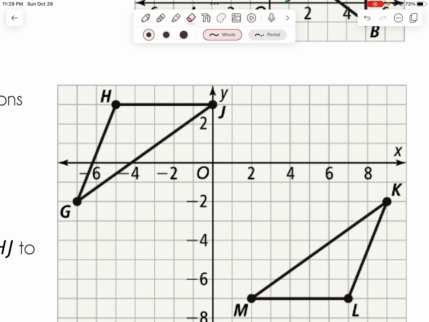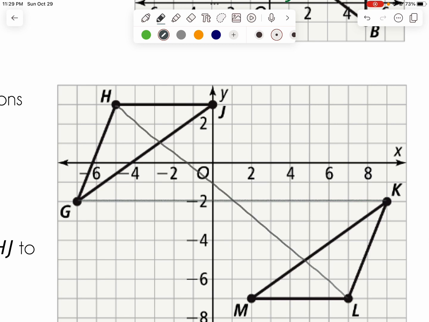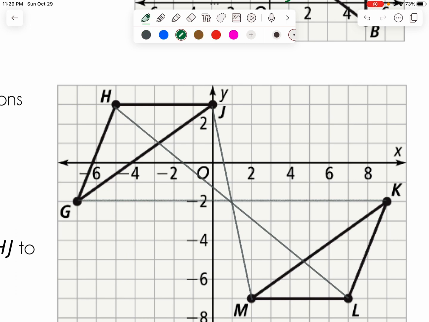Could I rotate it? The answer is yeah, I can. Let's go ahead and see if I can rotate this. K needs to go to G, L needs to go to H, and M needs to go to J. Now, I notice how all three of those, as I show where they're going, they all meet in one specific place. This is going to be our center of rotation.